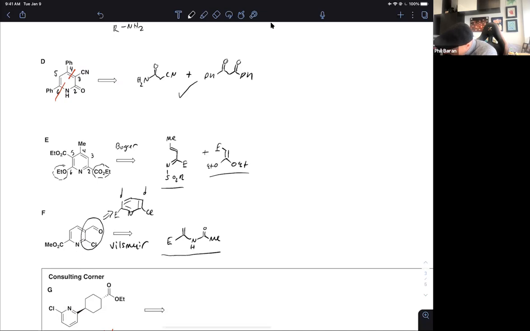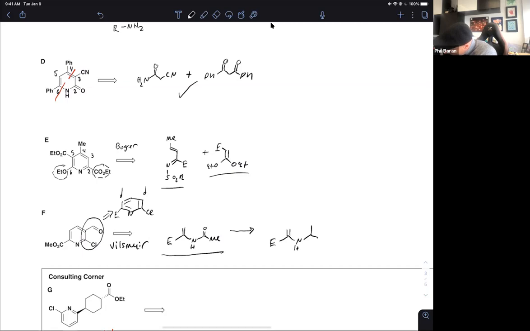Can you imagine it's this easy? Just take that and treat it with a Vilsmeier reagent. Can you imagine it's that easy? That's pretty crazy. How does it work? What is going on here? Well, Vilsmeier is going to go absolutely crazy with this compound and formylate everywhere it can.